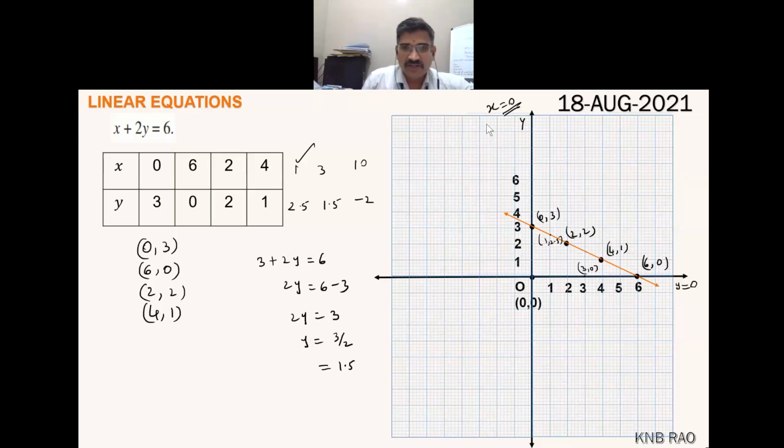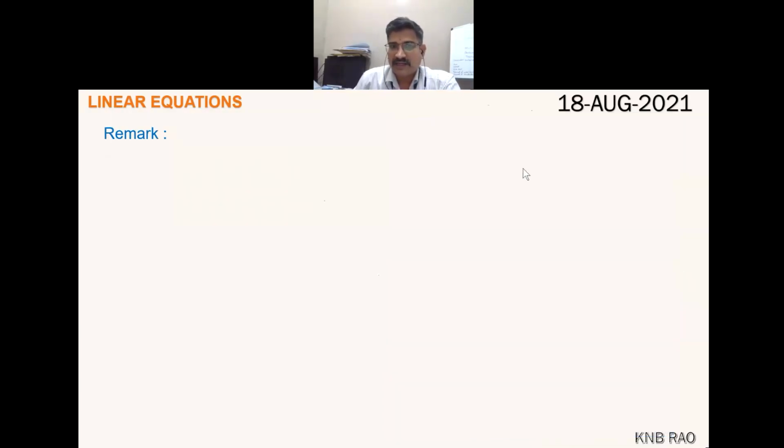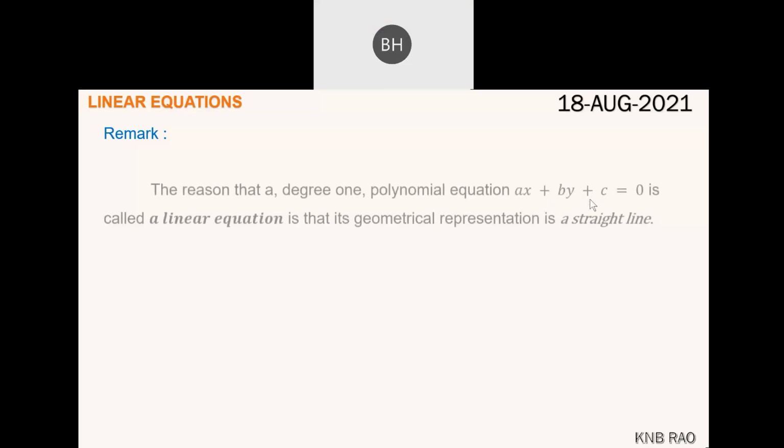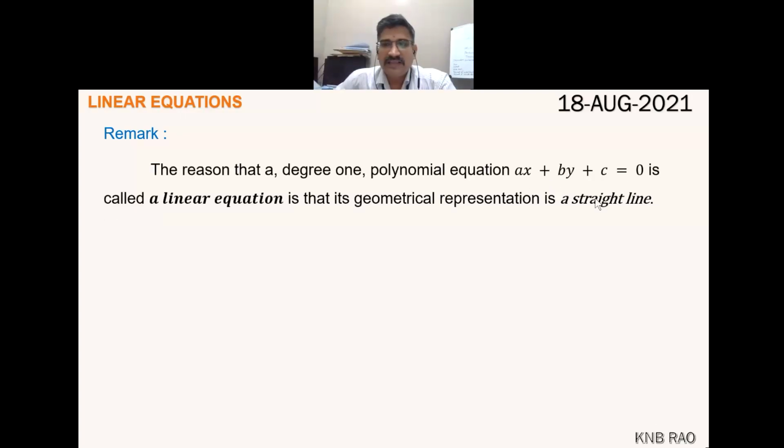Okay. Have you understood this concept? Let's move on. Yes, sir. Now, remarks here. The reason is that a degree of 1 means the power of the variable is 1. An equation of the form ax plus by plus c equals 0 is called a linear equation.